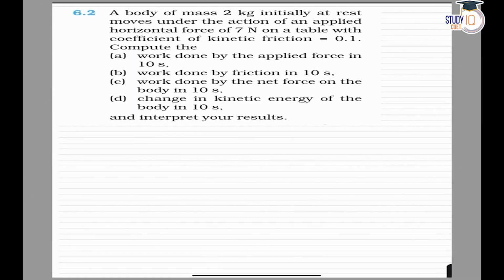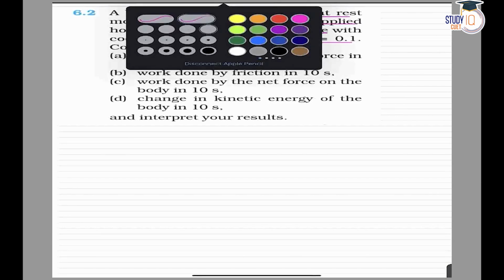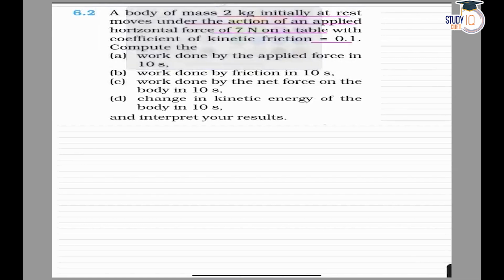NCERT Physics Class 11th, 6th chapter, Work, Power and Energy, question number 6.2. A body of mass 2 kg, initially at rest, so initial velocity is 0, is under the action of an applied force of 7 Newton on a table with coefficient of friction mu equal to 0.1. We are supposed to find the work done by the applied force in 10 seconds.